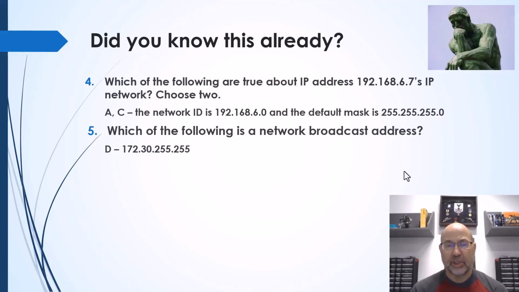Which of the following are true about IP address 192.168.6.7's IP network? Choose 2. Well, this is a Class C, and so we know the network address is 192.168.6.0. We also know that the default mask for Class Cs is 255.255.255.0.